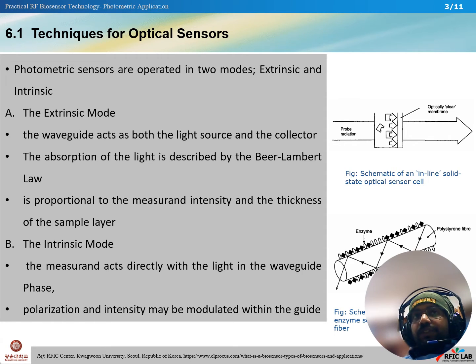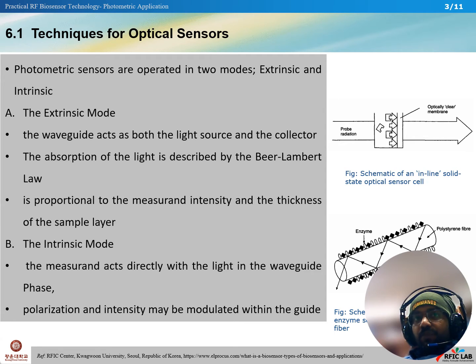So today the first topic is techniques for optical sensors. An optical sensor is also a photometric sensor that operates in two modes, extrinsic and intrinsic. In extrinsic mode, the waveguide acts as both a light source and a collector, and the absorption of light is described by the Beer-Lambert law. It is also proportional to the measured intensity and the thickness of the sample layer.